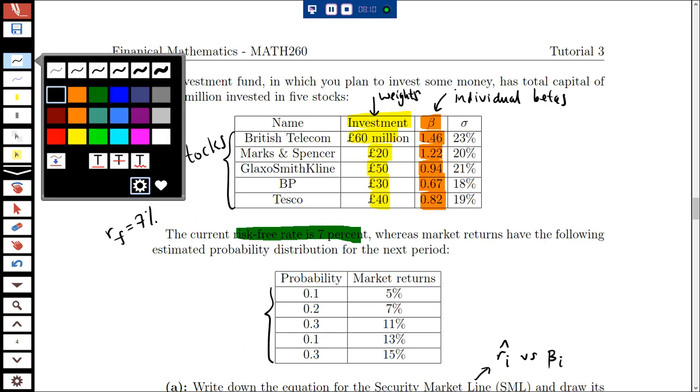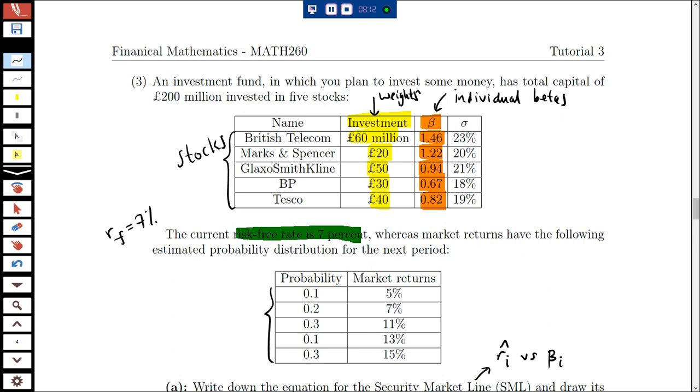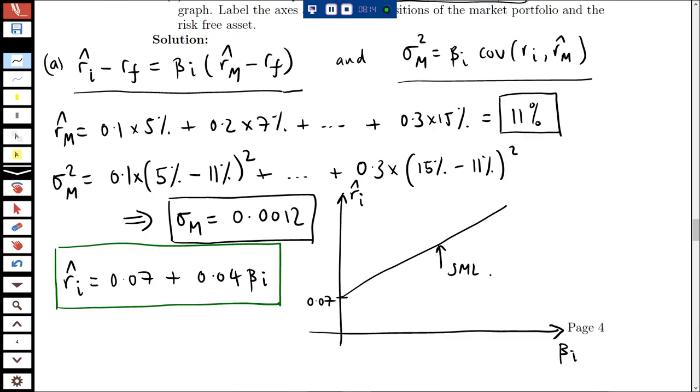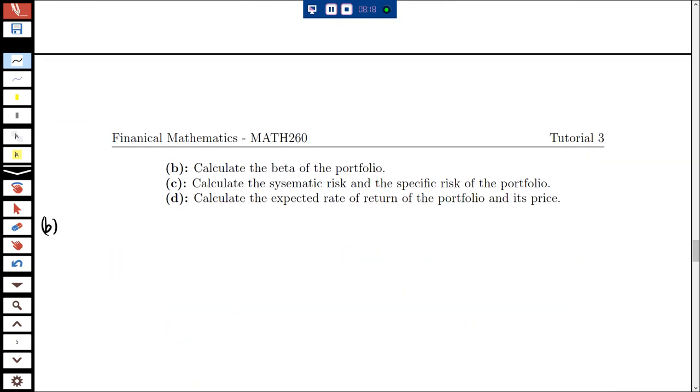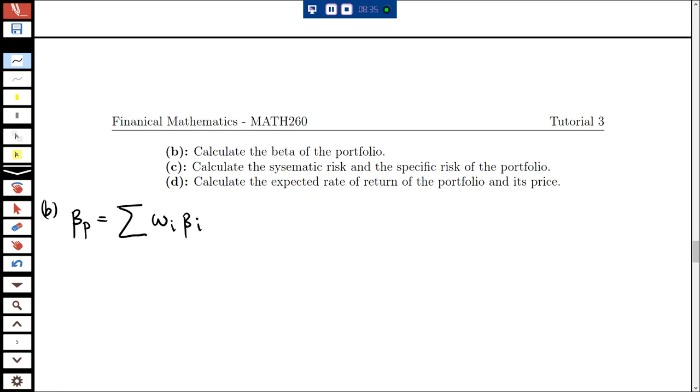Okay, so we can use this information to calculate the beta of the portfolio. So the equation we're looking for, the beta of the portfolio is the weighted average of the betas, 5 states. So we have 5 terms.